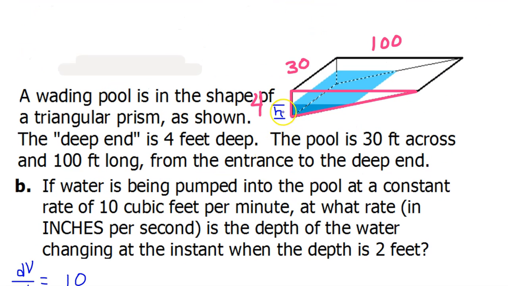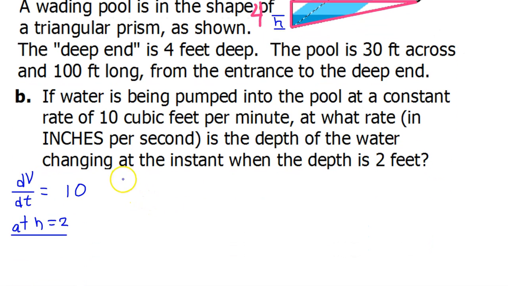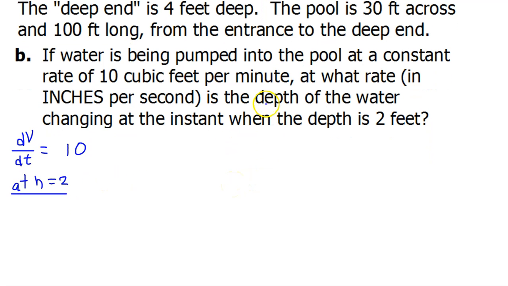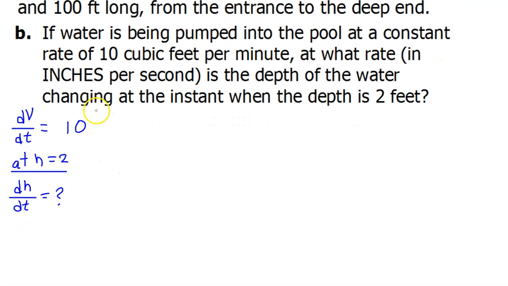This is mandatory. You must either include the h in your picture or you must write in words, let h equal the height of the water. What are we being asked to find? At what rate is the depth of the water changing? So we are being asked to find dh/dt at the moment when h is equal to 2. So that's the inventory. We now need some sort of a formula that we can differentiate that involves these variables.